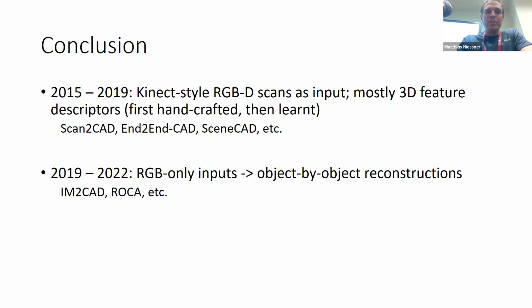And then it became also feasible to do the same thing with RGB-only input. Like, Im2CAD was probably the first one by Qishan. Then ROCA, what I just showed you, was one of them. And these ones basically exploited the fact that neural networks for 2D images became pretty good, right? You had pretty good feature extractors. You could detect stuff reliably and then align the objects.